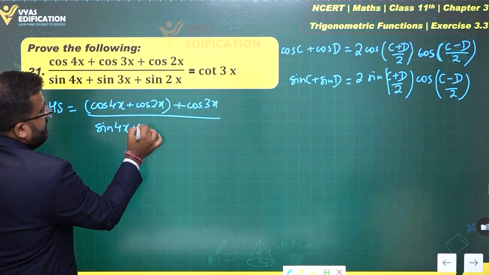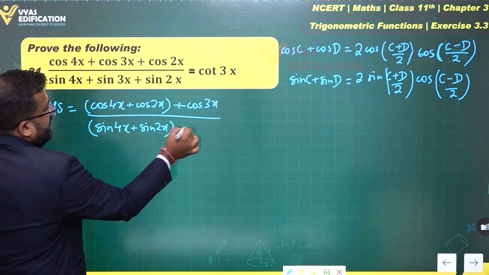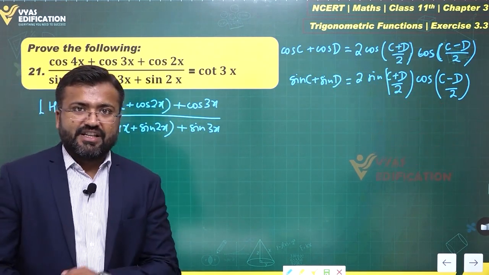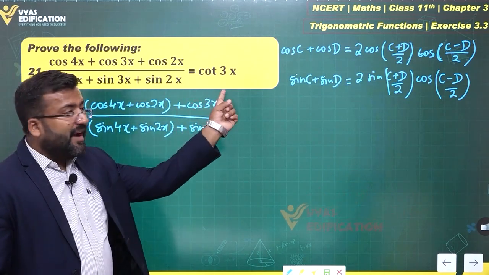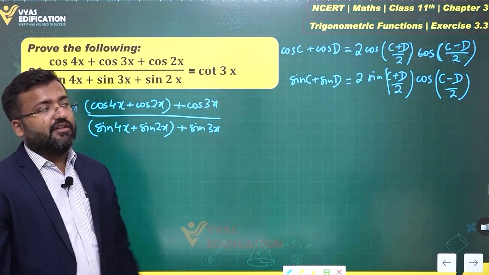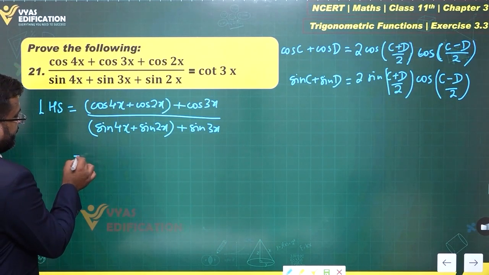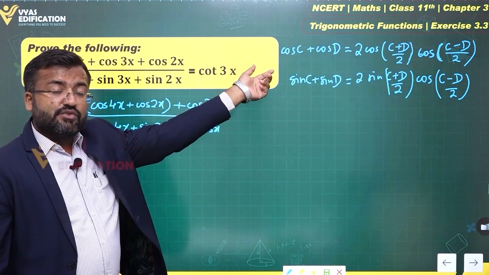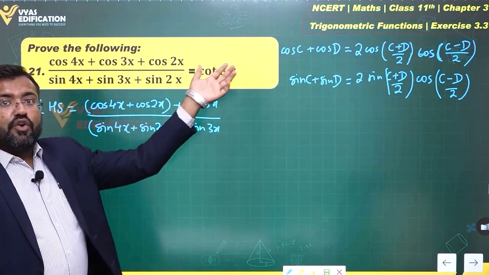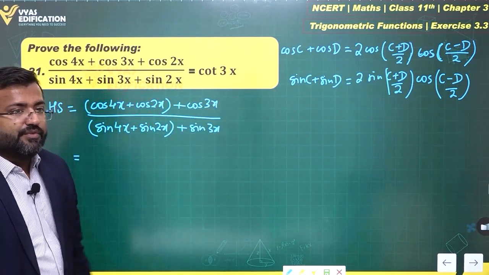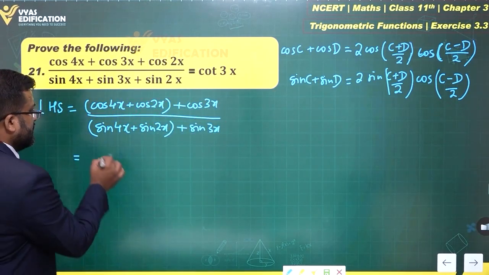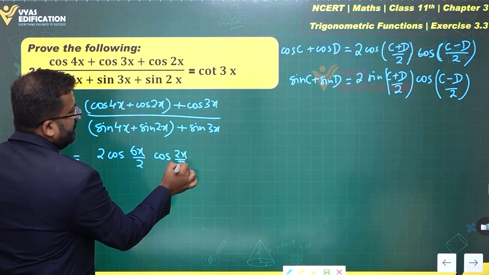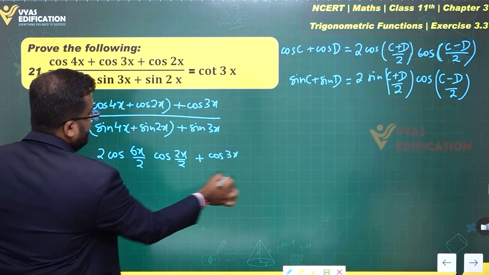Sin 4x and sin 2x will come together, and sin 3x will remain separate, right? Sin 4x plus sin 2x, and sin 3x can be written separately. Remember, keep in mind that you have to reach this angle 3x finally. Okay, how do we reach that? Please observe. Cos C plus cos D, cos 4x plus cos 2x, will be 2 cos of (4x plus 2x) by 2, that is 6x by 2, cos of (4x minus 2x) by 2, which is cos of 2x by 2. So this is 2 cos 6x by 2 cos 2x by 2, plus cos 3x is already there.